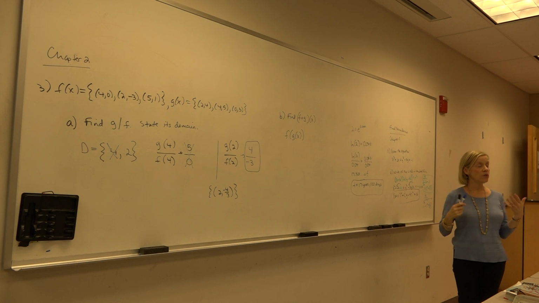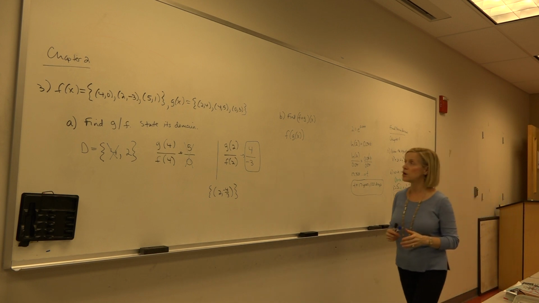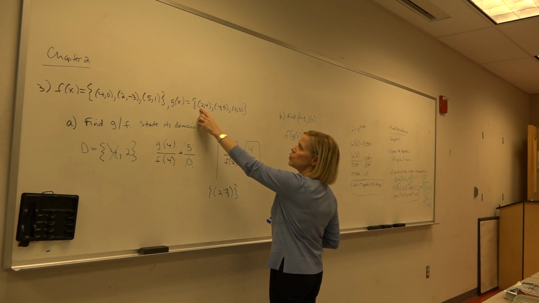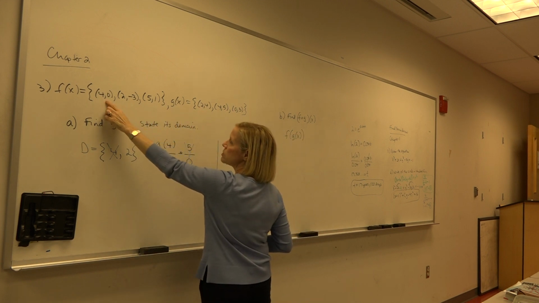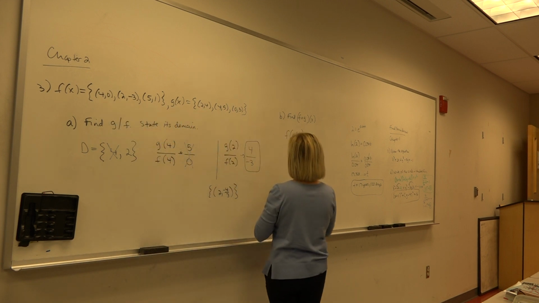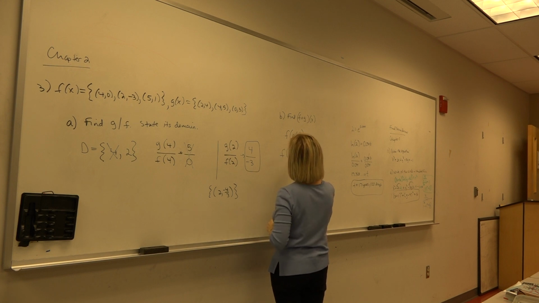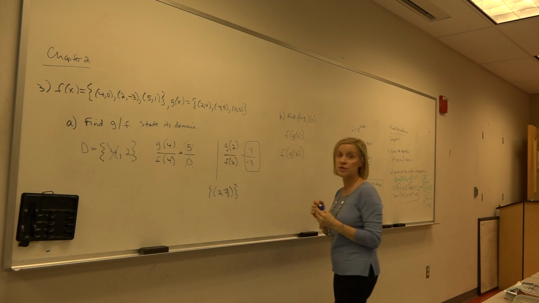So the way we can do this is we go to G of X, and if we have a range item of G of X and it's in the domain of F of X, we can do this operation, this composition function. So let's start with G of X. G of 2 gives me what? 4. Is there an F of 4? Yes, so we can do that. We can do F of G of 2. We can do that one.